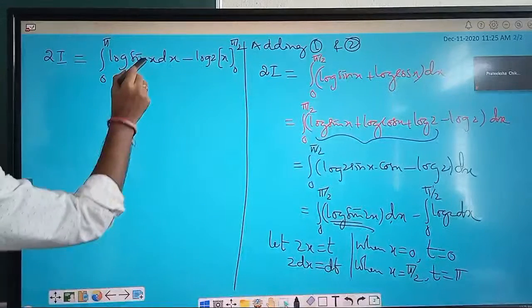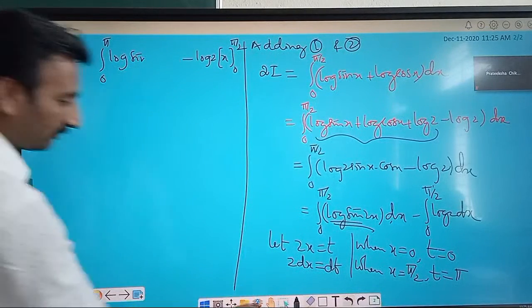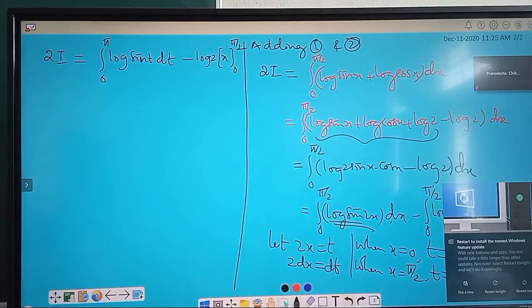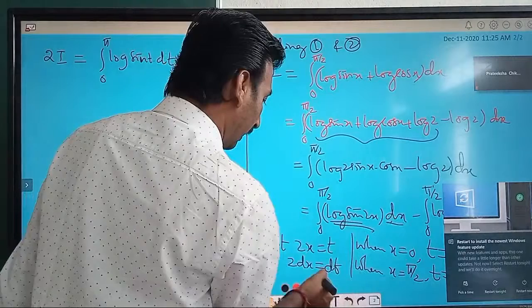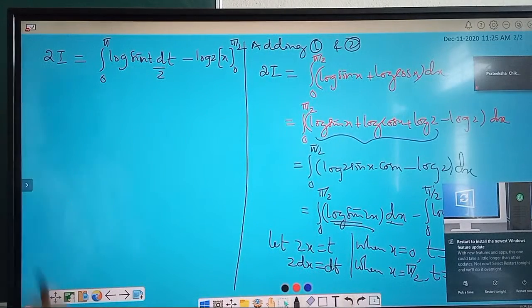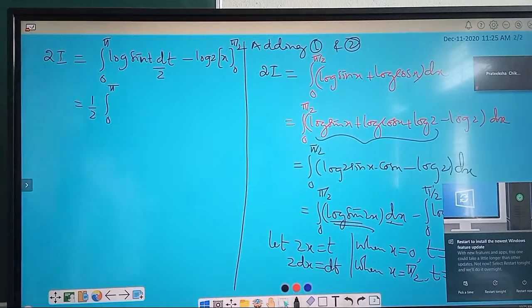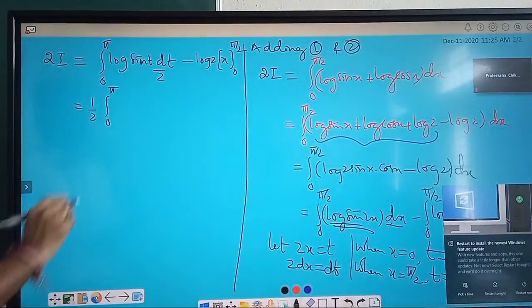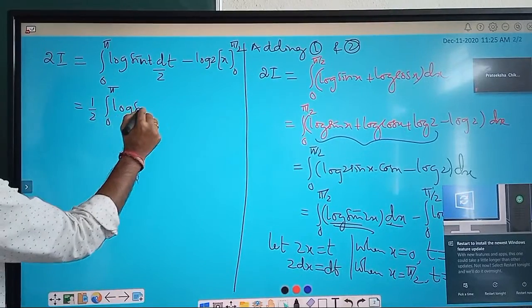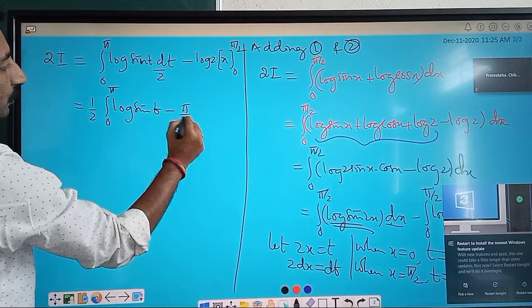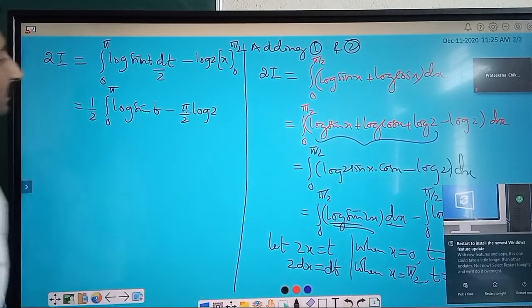Sin t dt. Correct? Yes. Wherever I have this one, I have to take this. But actually, I want the value of dx, so it is dt divided by 2. Correct? So the next thing I am doing here, I will take 1 by 2 outside, integration from 0 to pi, this is log of sin t minus, what about this? If I put x equal to pi by 2, we get pi by 2 log 2. Correct?